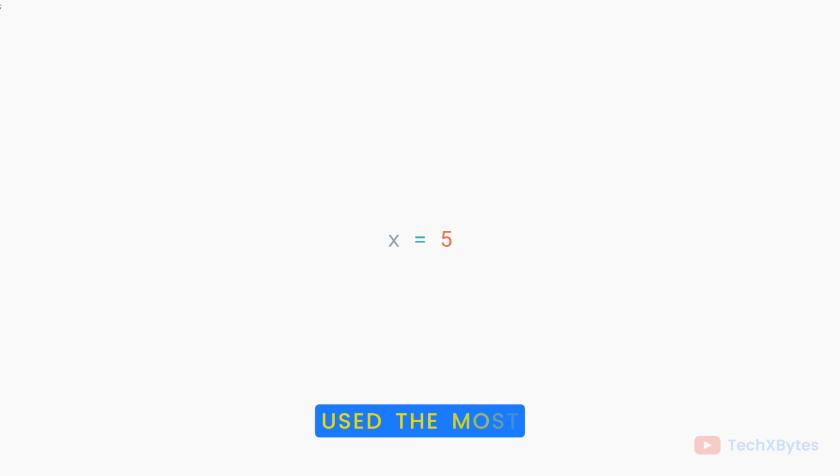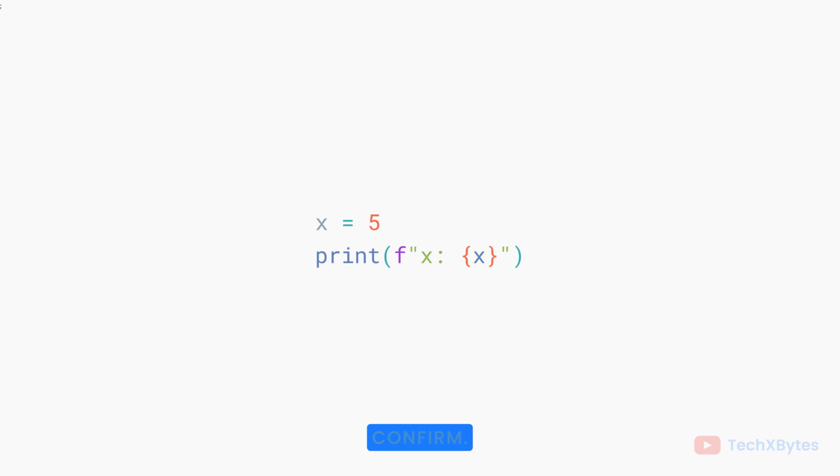We've already used the most basic assignment operator, which is the equals sign. It simply assigns the value on the right to the variable on the left. Let's assign the value 5 to the variable x. Let's run this to confirm. Run python3 assignment_simple.py. You should see in the output that the value of x is 5.